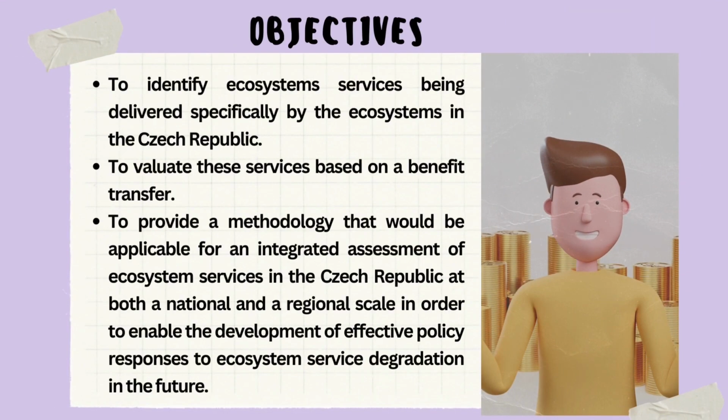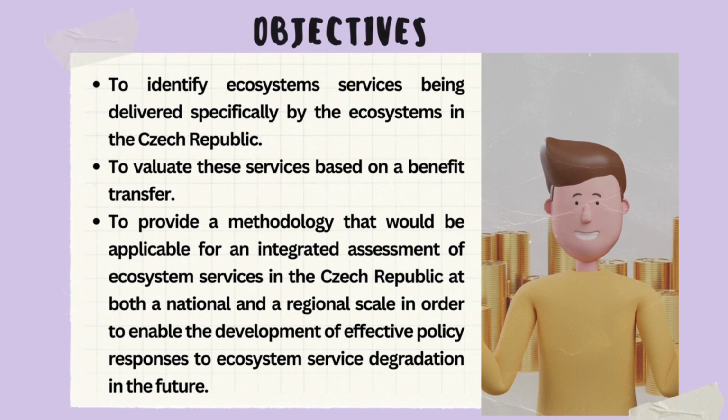The objectives are to identify ecosystem services being delivered specifically by the ecosystems in the Czech Republic. Next, to evaluate these services based on a benefit transfer. And lastly, to provide a methodology that would be applicable for an integrated assessment of ecosystem services in the Czech Republic at both a national and a regional scale, in order to enable the development of effective policy responses to ecosystem service degradation in the future.